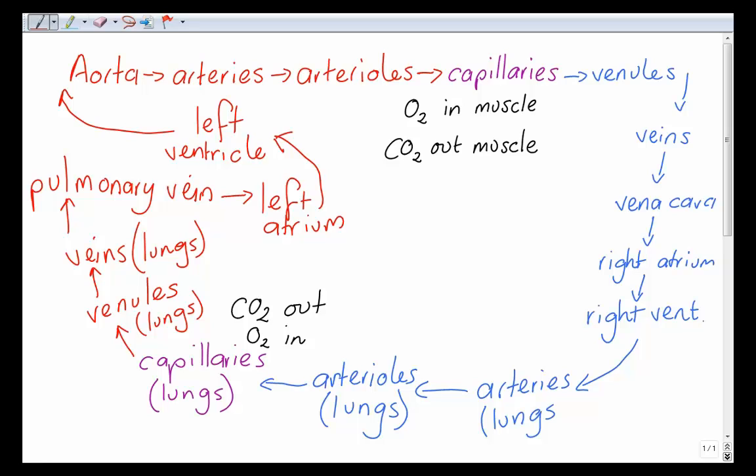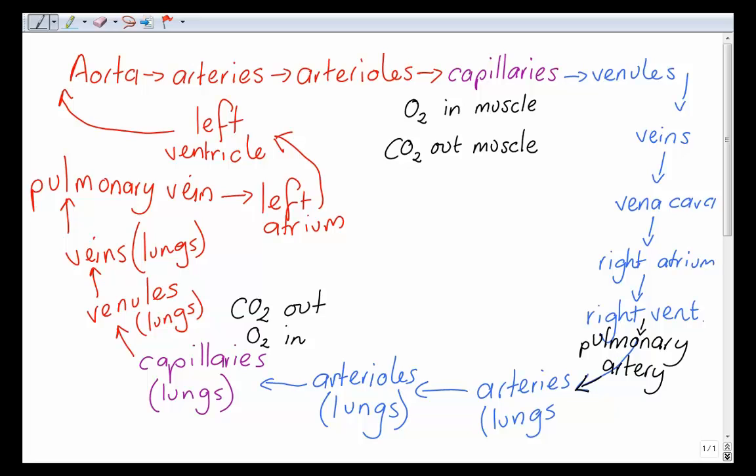Now, if you were a clever cookie, you would have noticed that I missed one key blood vessel. That key blood vessel is at the right ventricle. To leave the right ventricle, we need quite a thick blood vessel, and that will be called the pulmonary artery, which you would have seen in the last tutorial. So that comes from the right ventricle to the arteries in the lungs. And there you have it.